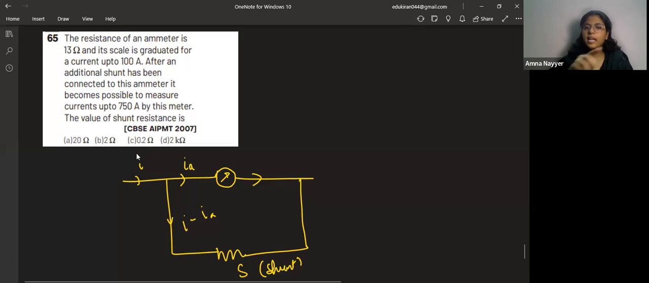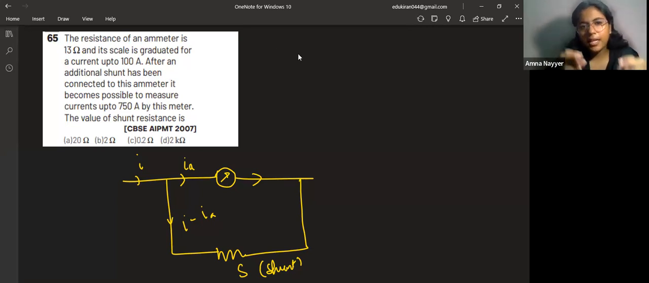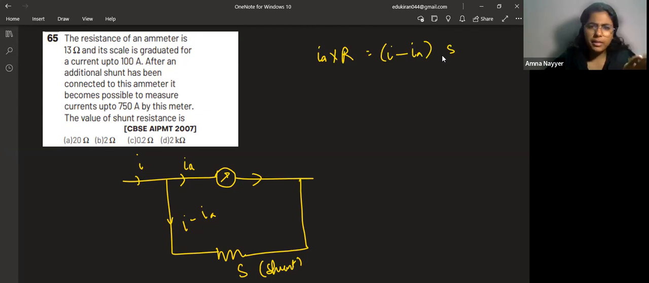Total current is I, out of which IA went to the galvanometer, and I minus IA came to the shunt. I have discussed this with you just now: in a parallel connection, both voltages will be the same. So IA into R is equal to (I minus IA) into S. Same thing with IG: IG into G is equal to (I minus IG) into R.